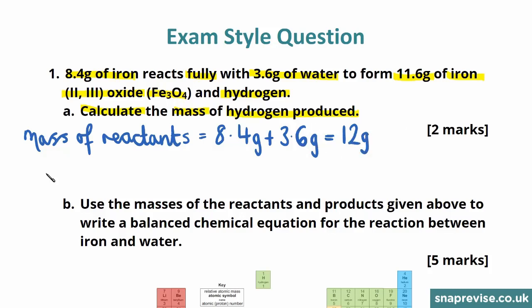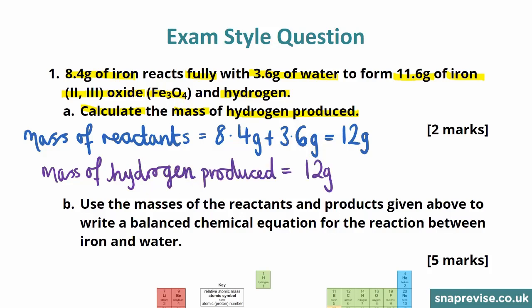We can therefore work out the mass of hydrogen produced by taking the total mass of the products, which is 12 grams, and subtracting the amount that was iron 2,3 oxide, which we're told in the question was 11.6 grams. We can therefore easily see that the mass of hydrogen produced in this reaction is going to be equal to 0.4 grams. And this is our answer to part A.